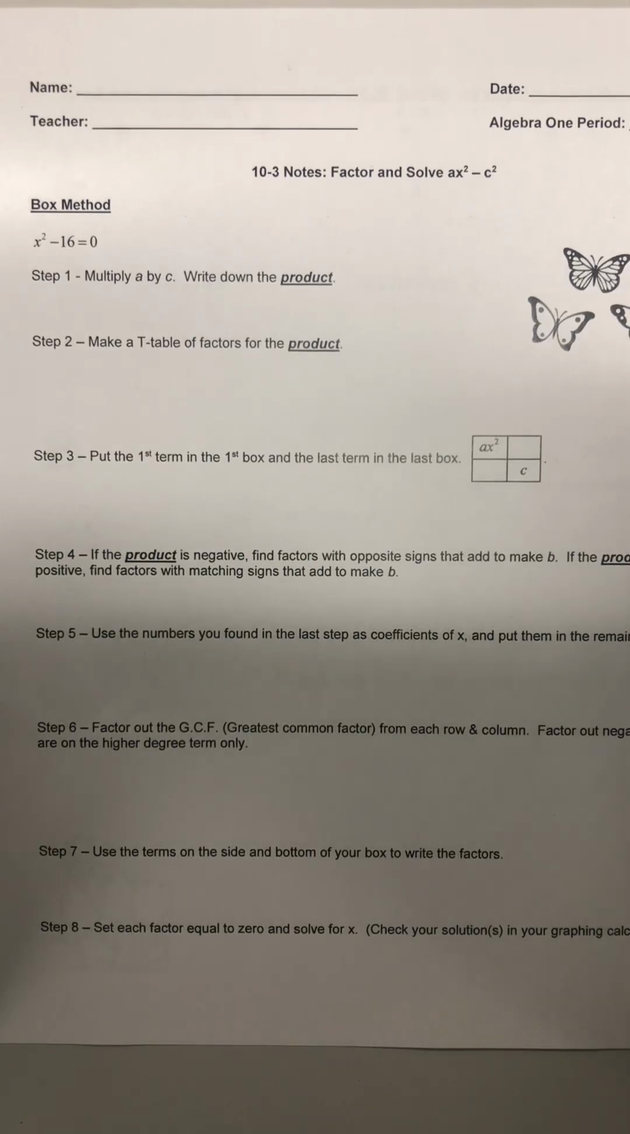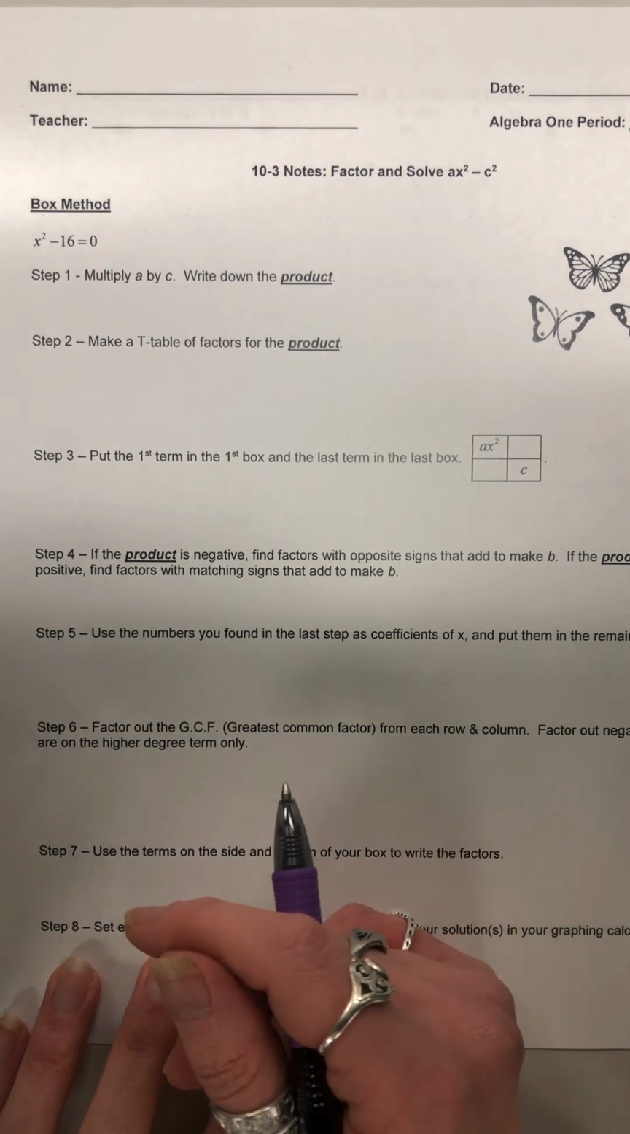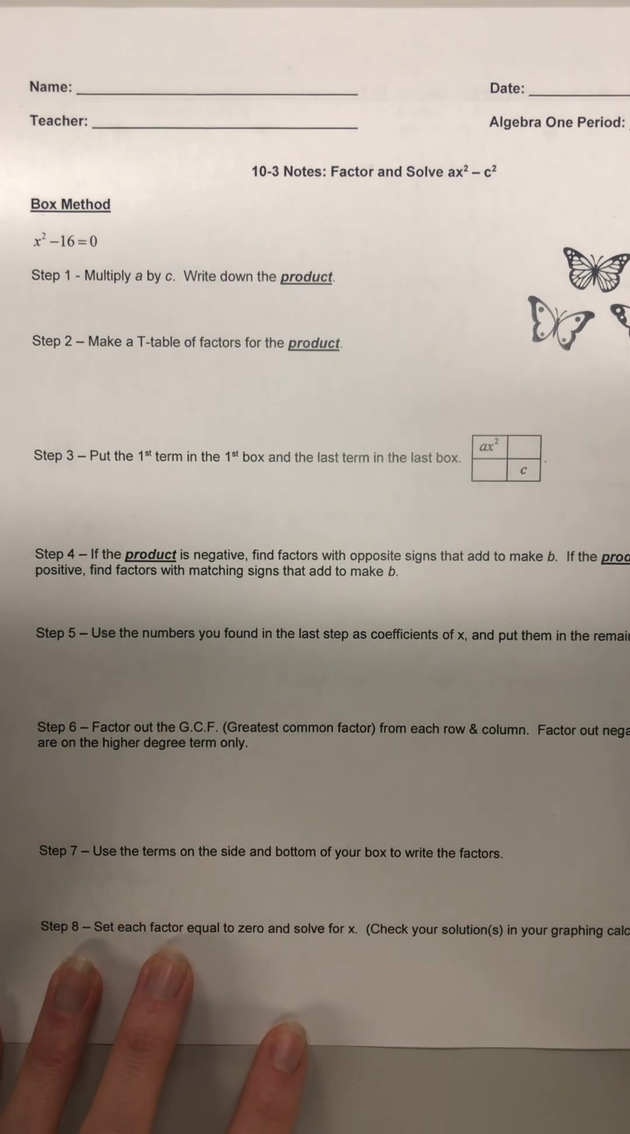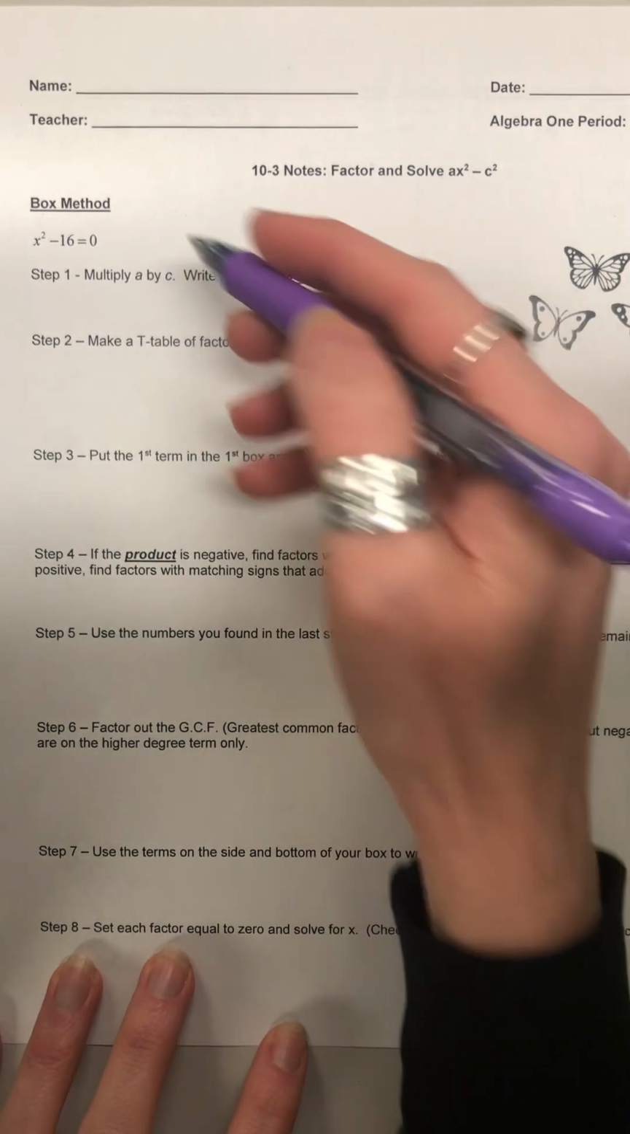Okay, today's lesson is a continuation of what we did before with factoring. We're going to use the box method to factor a difference of squares when the b value is 0. So the first step is to multiply a by c.